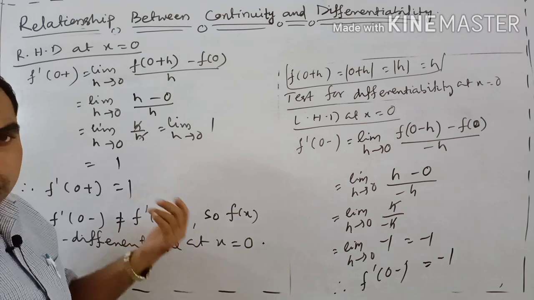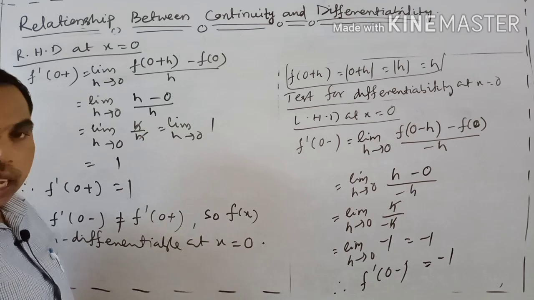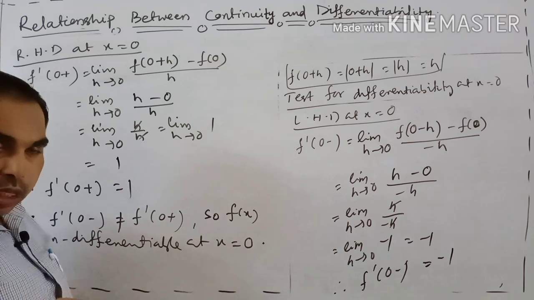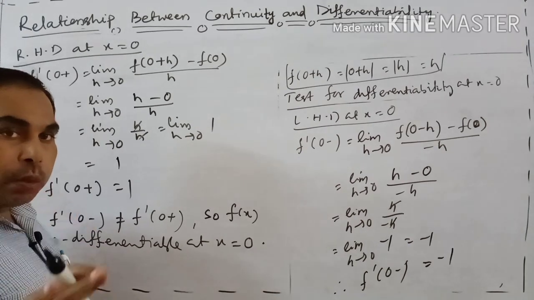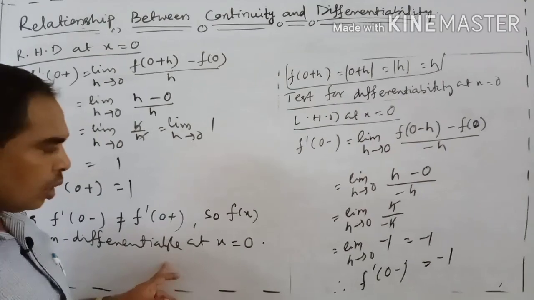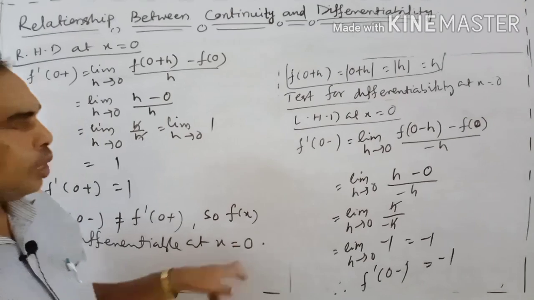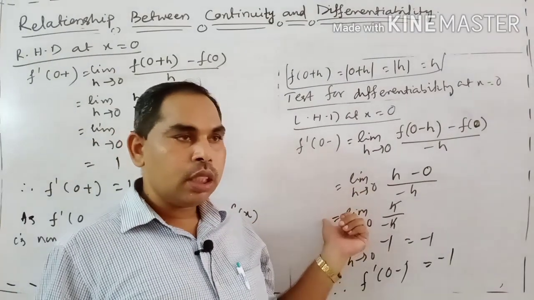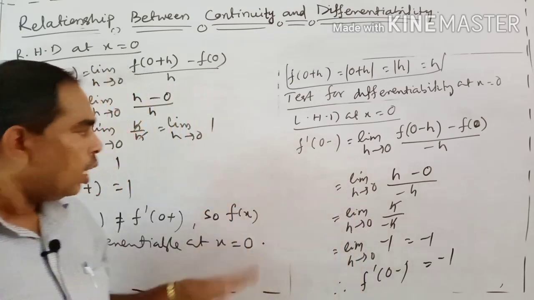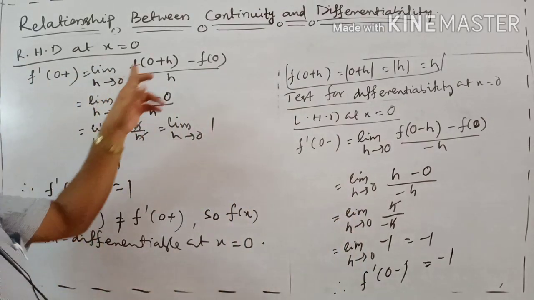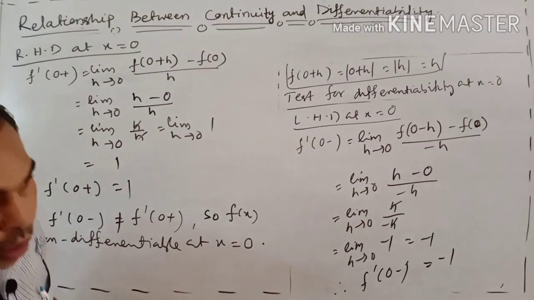But we already checked that the function is continuous at x equal to 0. Hence every differentiable function is continuous, but a continuous function may or may not be differentiable. So this is the relationship between continuity and differentiability.